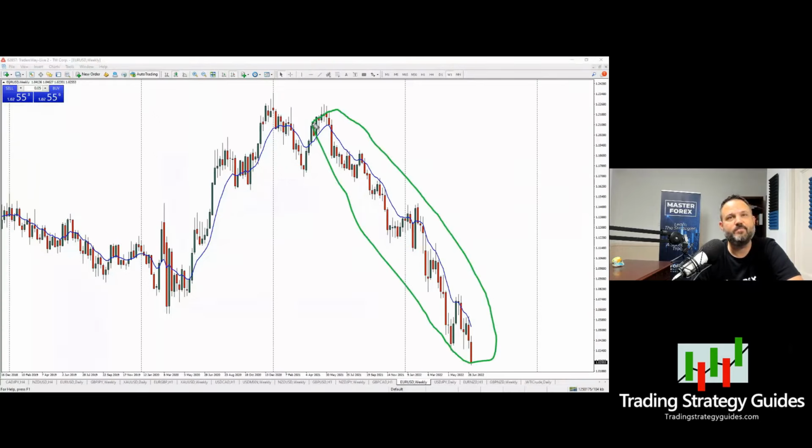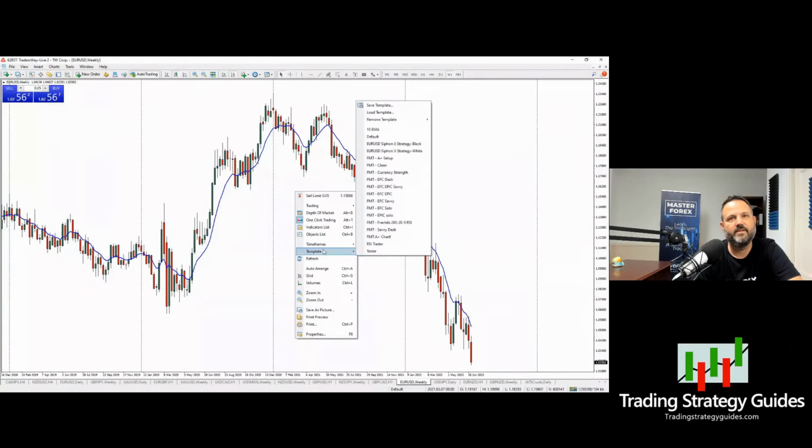So in this particular situation, I pretty much only take shorts on this. Now, let's go ahead and pull that MACD back up.